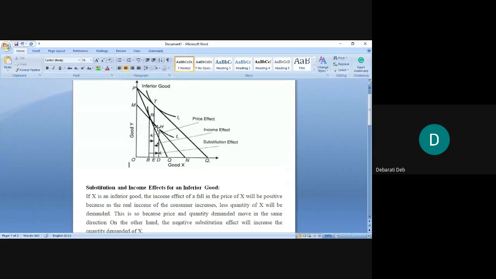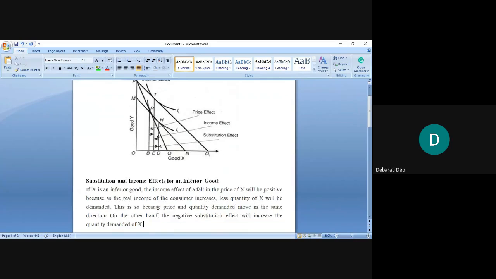This happened in the last case also, but this H was between R and T in case of a normal good. But this H is now not in between R and T, it is beyond T. So the difference between R and H, or on the horizontal axis B to D, is nothing but your substitution effect. Understood? Price effect was R to T and substitution effect is R to H. Now let us move ahead.